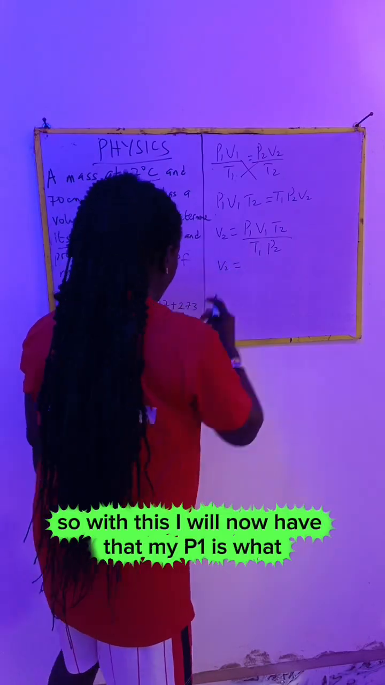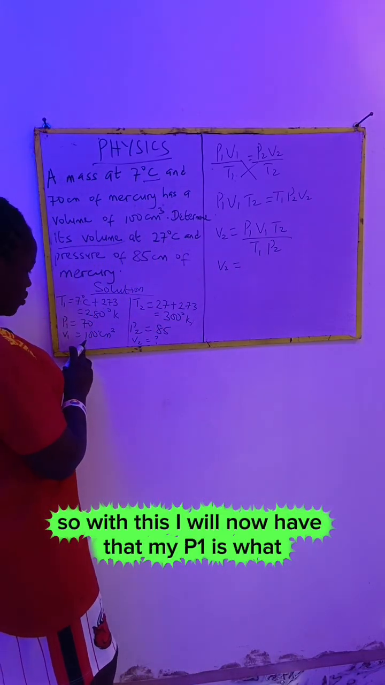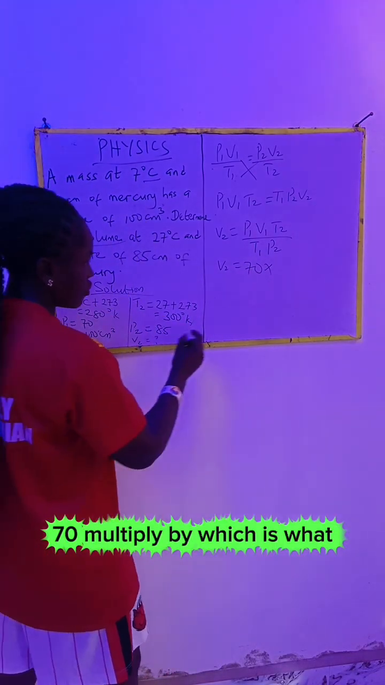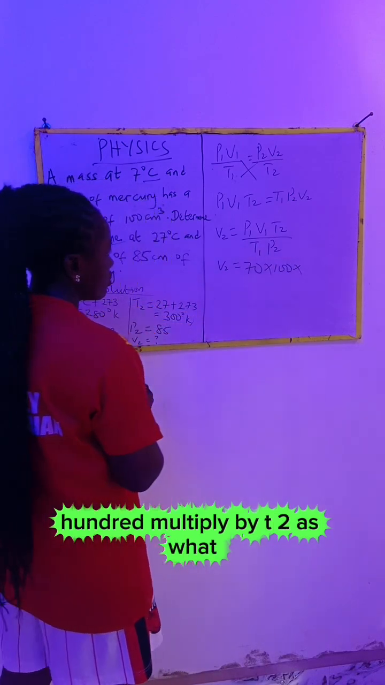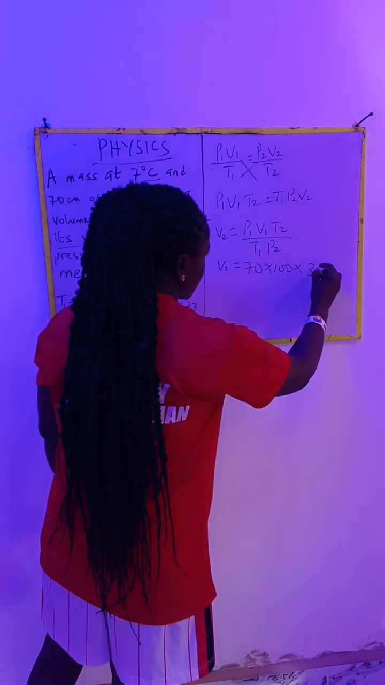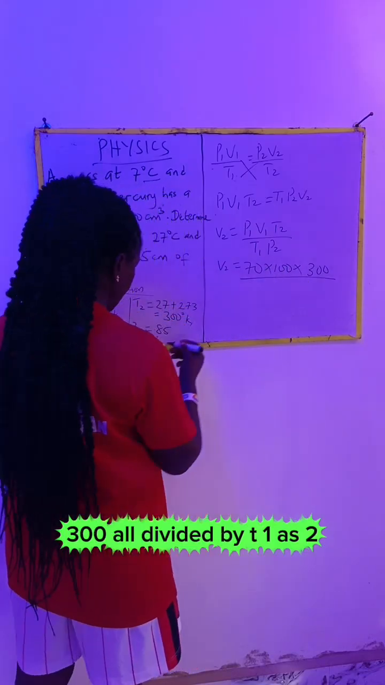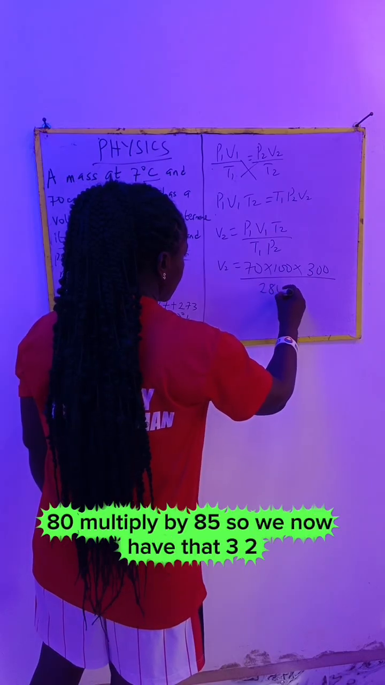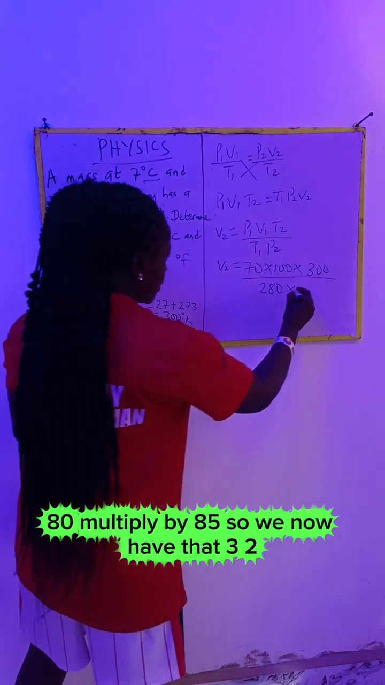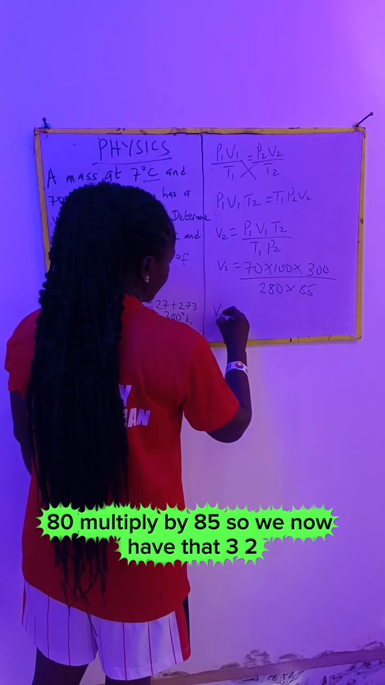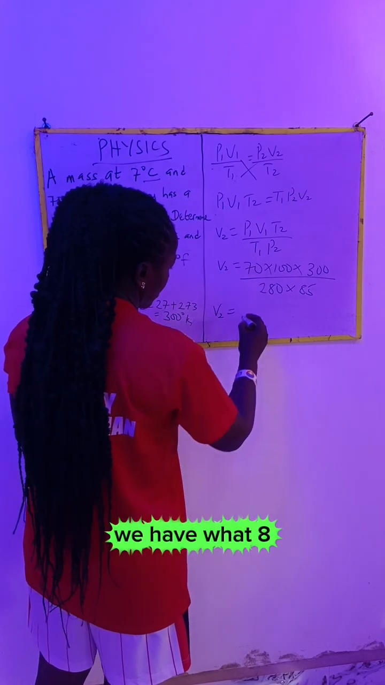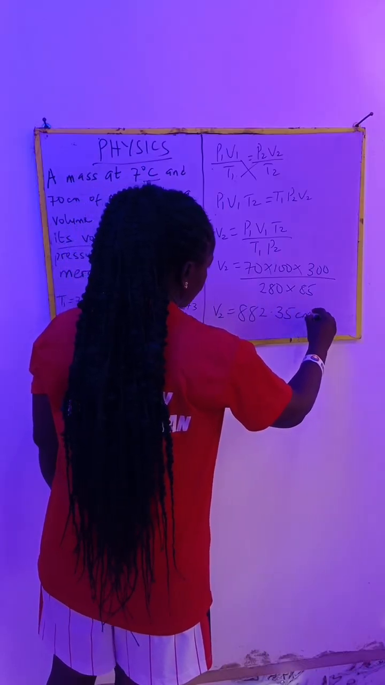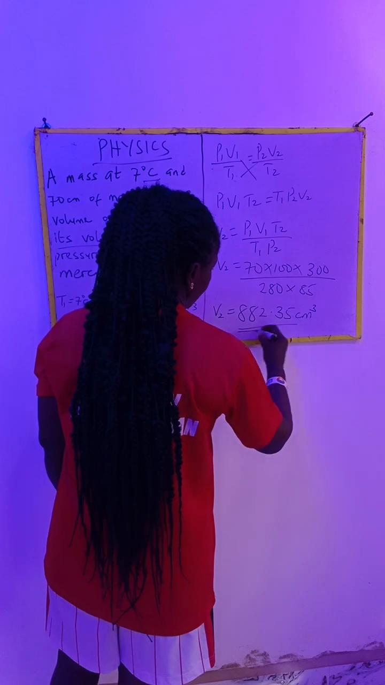So with this, I will now have that my P1 is what? 70 multiplied by V1 as what? 100 multiplied by T2 as what? 300. All divided by T1 as 280 multiplied by 85. So we now have that V2 will now be, when we do cross and multiply, we have what? 882.30 centimeter cube. Thank you.